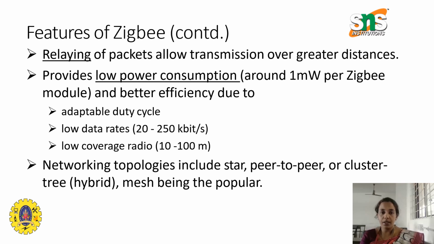Features of Zigbee: relaying of packets, allowing transmission over greater distances, low power consumption and better efficiency due to an adaptable duty cycle, low data rate, and low coverage radio. The data rate will usually be in the range of 20 to 250 kbps. The networking topologies used in Zigbee transmission are hybrid topology, star topology, peer-to-peer topology, and cluster tree topology.